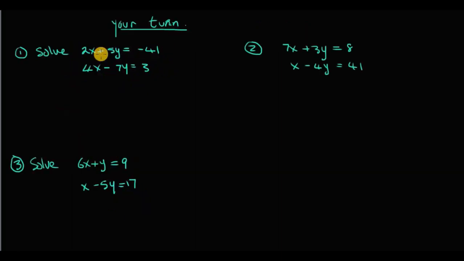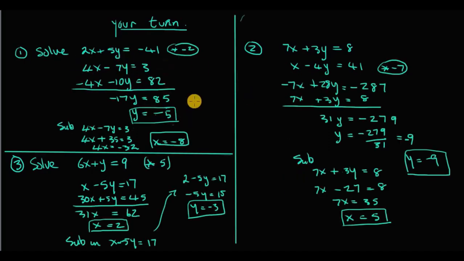Okay, now it's your turn. Pick a variable that you're going to be able to multiply one of the equations to make it the same as the other equation, and which variable you're going to eliminate. In this case, it looks like x. In this case, it looks like x as well. In this case, it's x. Also, maybe y. In fact, you could eliminate y in question 3 here. So press pause, have a go at those, and then press play when you're ready to have a look at the solutions.